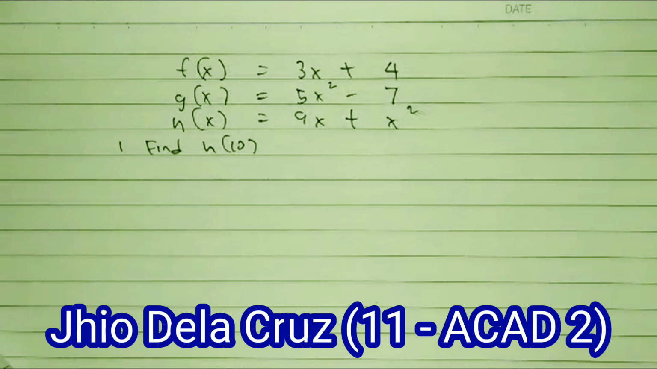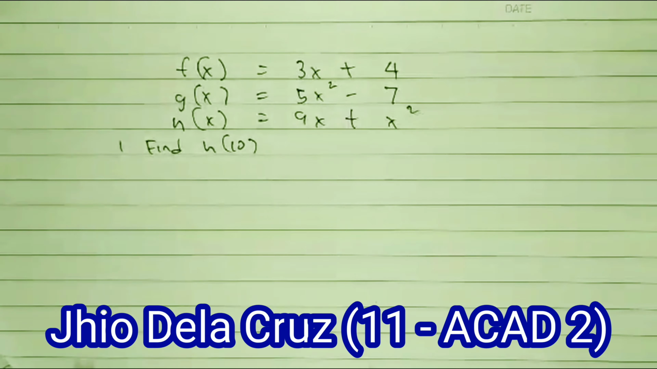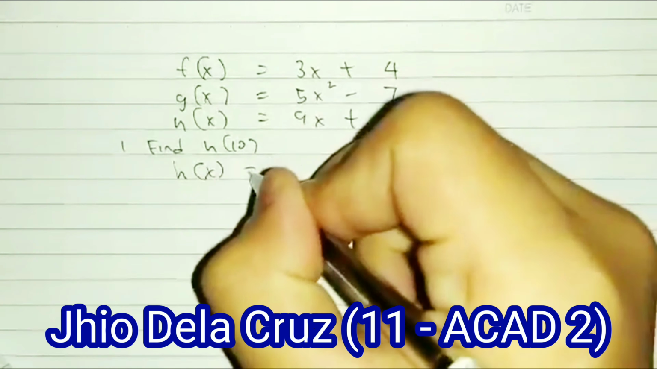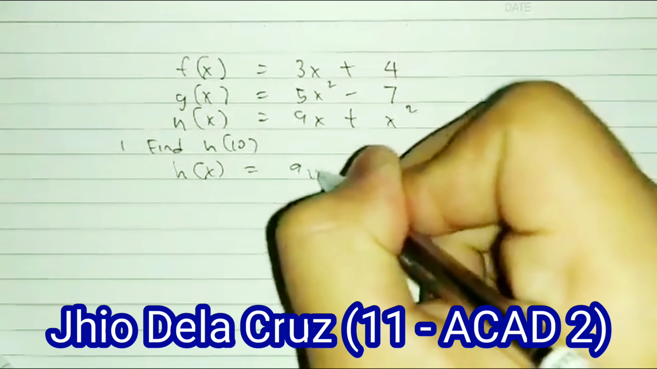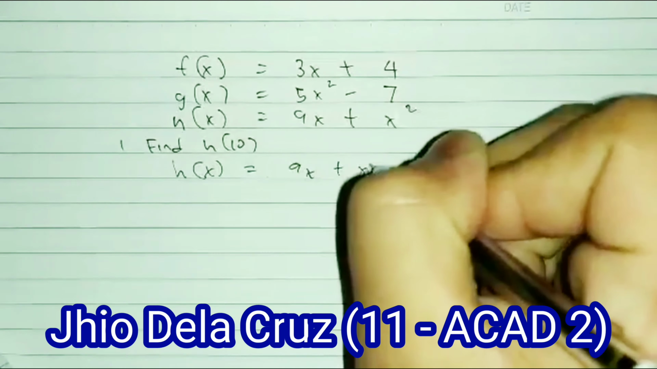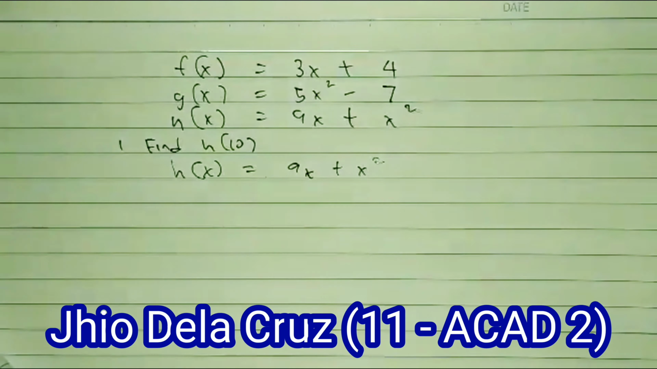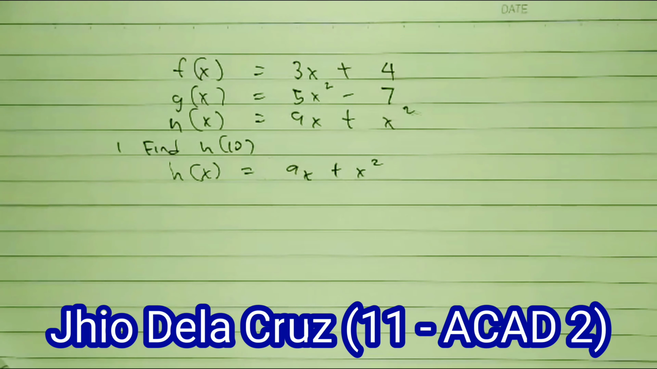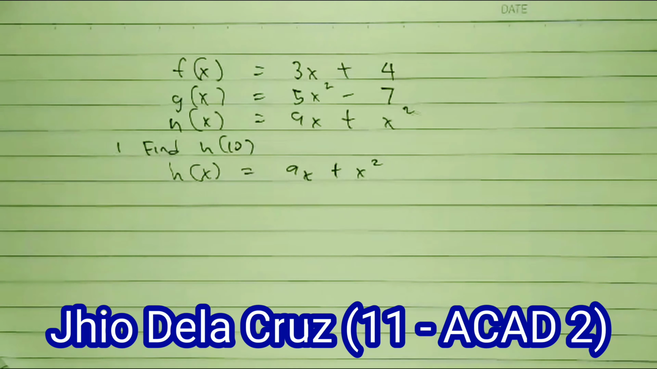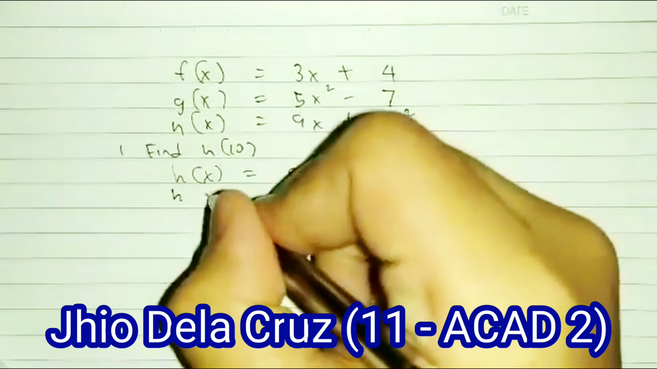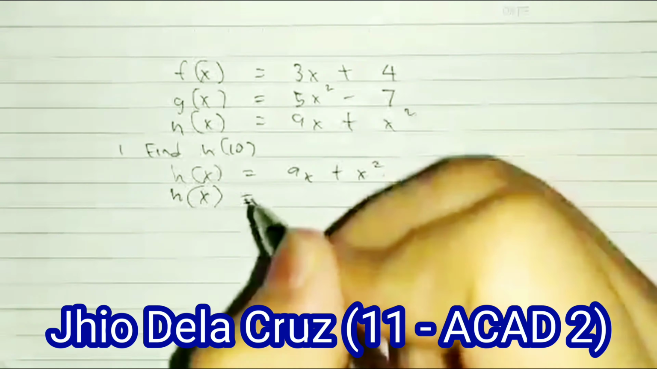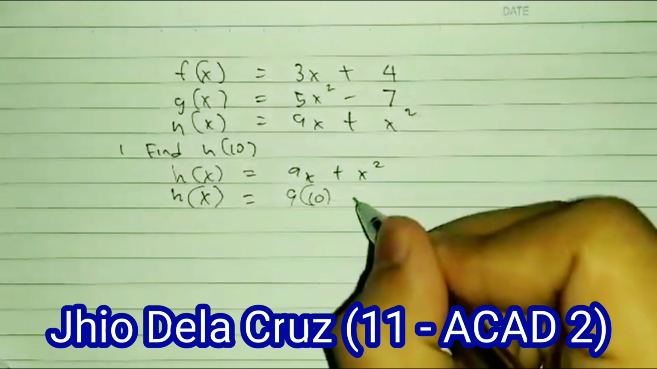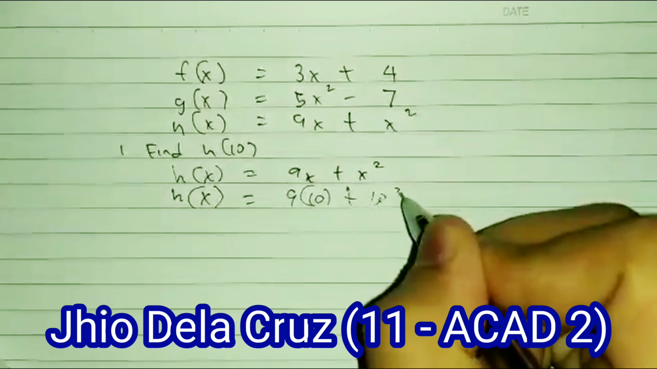First, we need to copy this. h of x is equal to 9x plus x squared. Then, we need to substitute the x with 10. h of x is equal to 9 by 10 plus 10 squared.